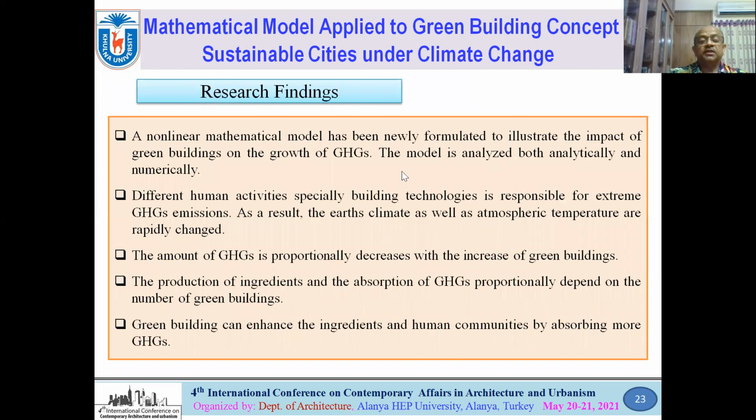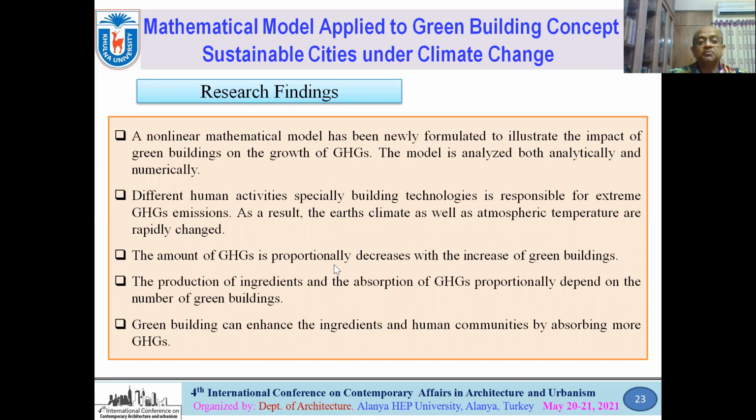So our findings tell that the mathematical model is actually a very interesting fundamental tool to describe the time varying dynamical behavior of our real system. So this model suggests that human activities, especially building technologies, are responsible for existing greenhouse gas emission. As a result, the Earth's climate as well as atmospheric temperature are rapidly changing.